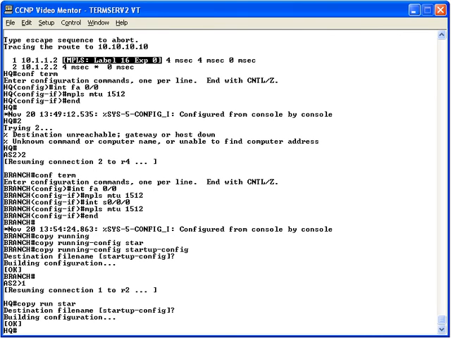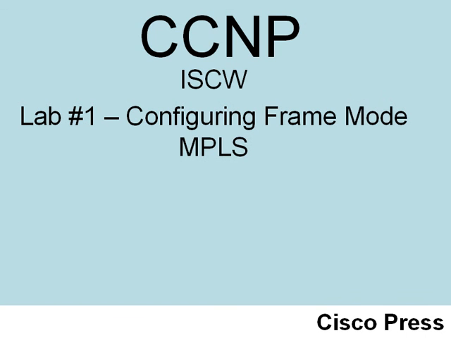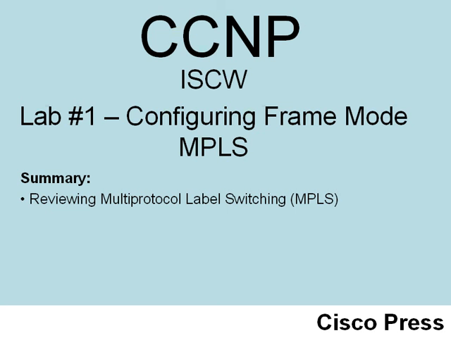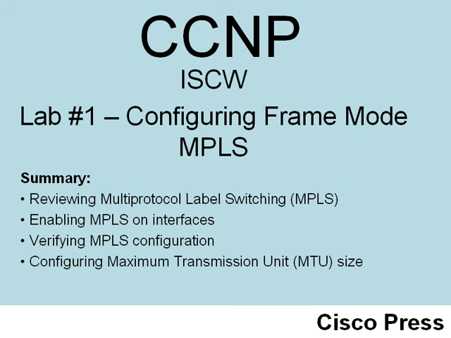Let's now review what we have done in this lab. In ISCW lab number 1, we examined the configuration of frame mode MPLS. MPLS, that's multiprotocol label switching, a very popular WAN technology with service providers. We began by reviewing some of the theory around MPLS. We saw how to enable MPLS on an interface. We then verified that MPLS configuration, and we could see our MPLS neighbors in the network. We then illustrated a best practice of configuring the MTU, the maximum transmission unit size, to accommodate for extra information that might get added as part of the MPLS process.